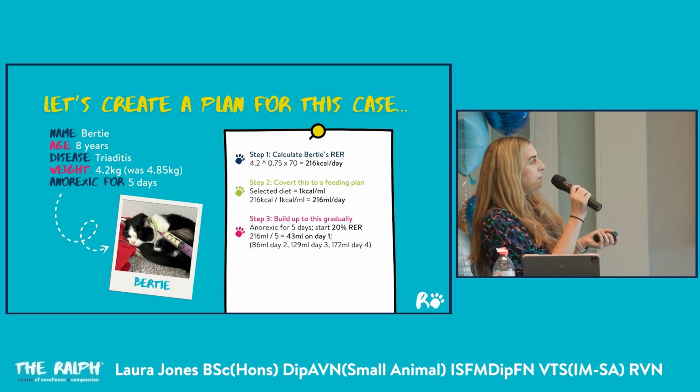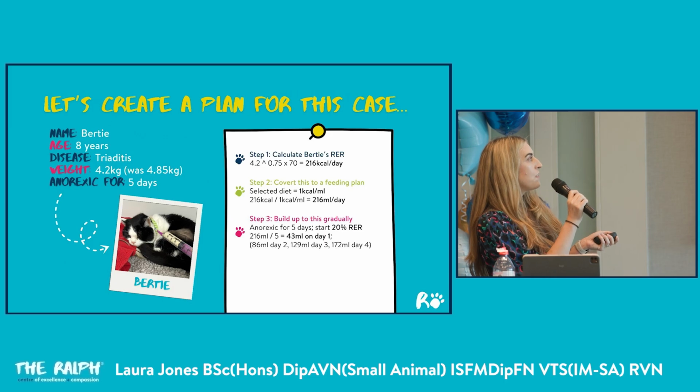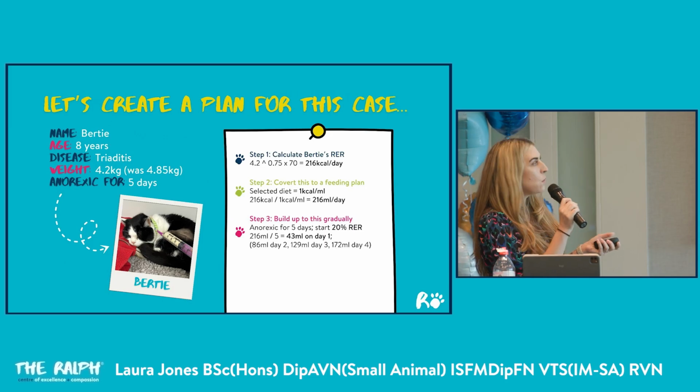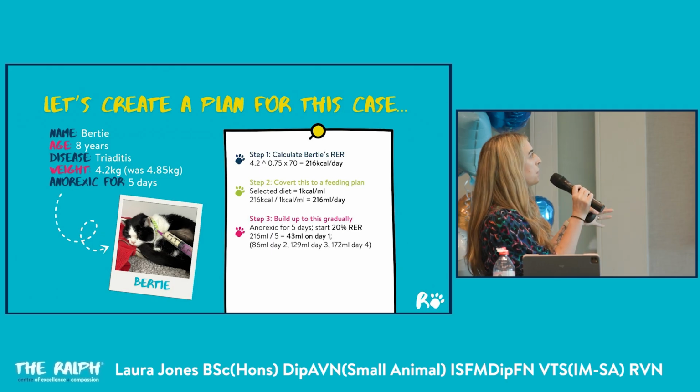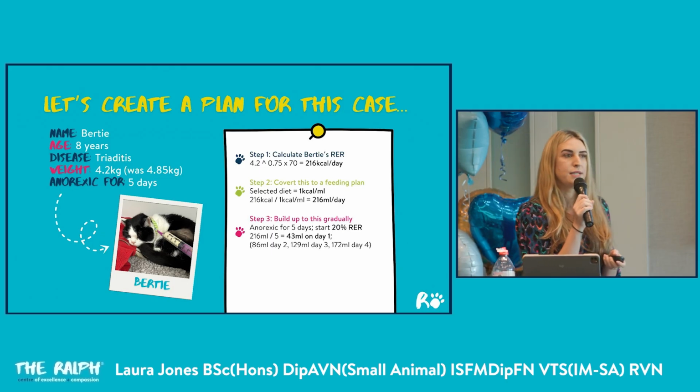So if we start at a fifth of this, we're going to start him, there we go. Let's start him at 20% RER. That works out at 43 mils on day 1, and then 86 on day 2, etc., all the way up to his full 216 on day 5.